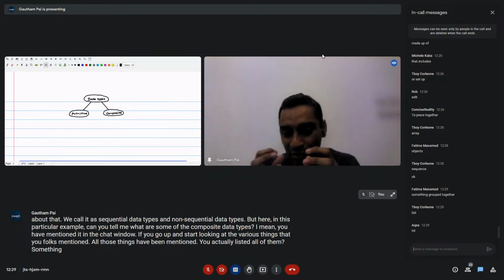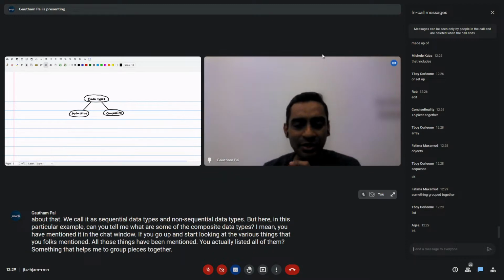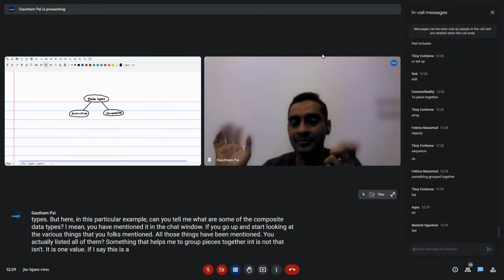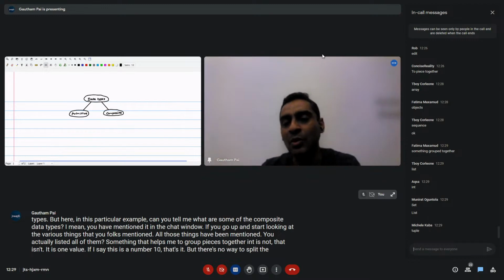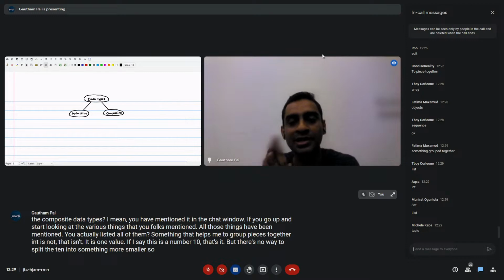Something that helps me to group pieces together. Int is not that, isn't it? Int is one value. If I say this is a number 10, that's it. But there's no way to split the 10 into something smaller. So int is already the smallest.